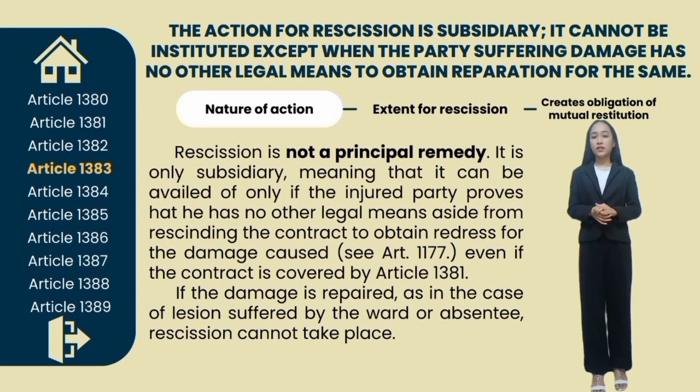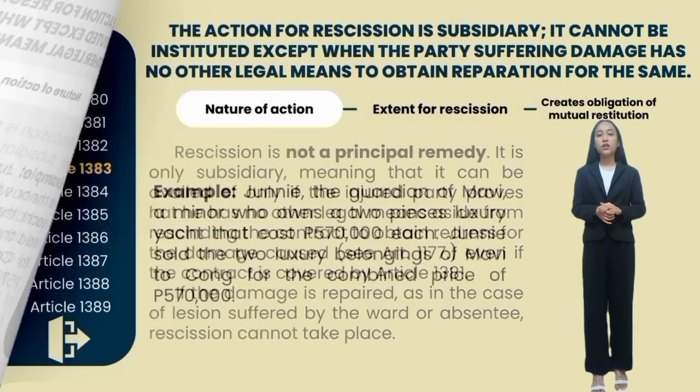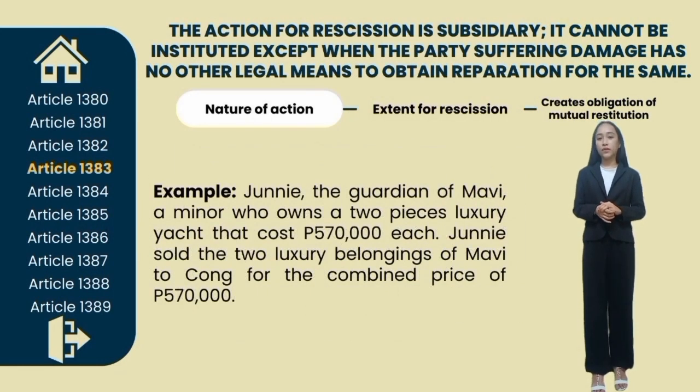For further understanding, here is an example. Junie, the guardian of Mavi, a minor who owns two luxury yachts that cost 570,000 each, sold the two luxury yachts of Mavi to Kong for the combined price of 570,000. Supposedly, that should be 1,140,000 in total, but Junie sold the two yachts for only 570,000.